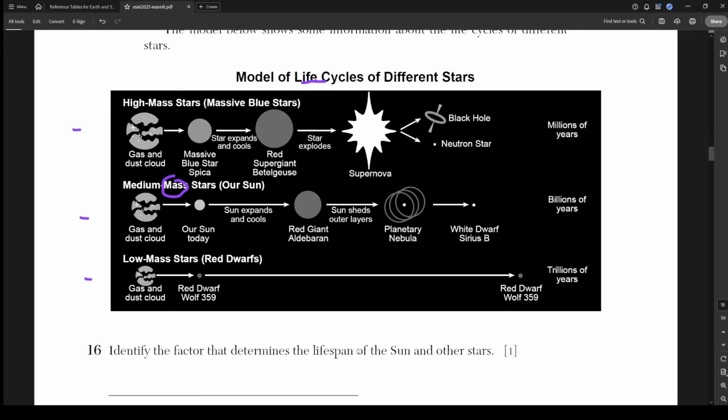Identify the factor that determines the lifespan of the sun and the other stars. Boom, done. We already know it. It's the mass of the star. So that was very easy. 2 out of 10.